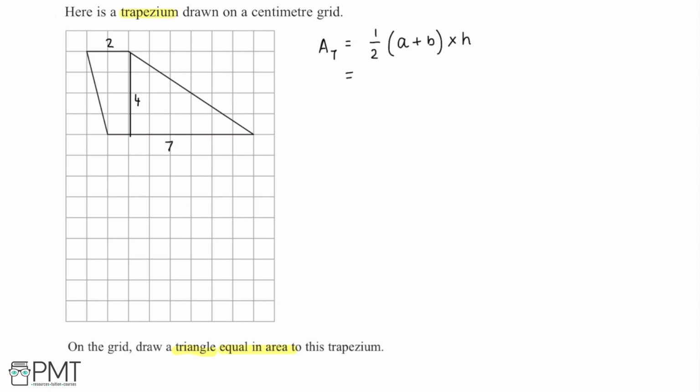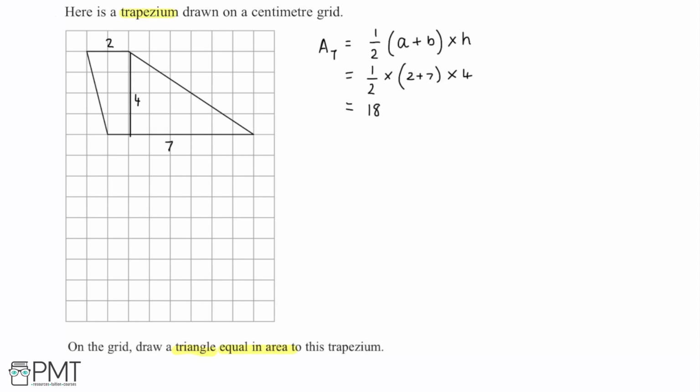So we can work out the area by subbing these into the formula. So a half multiplied by 2 plus 7 multiplied by 4. And that gives us an answer of a half multiplied by 9 multiplied by 4, which is 18. So we're going to need a triangle of area 18 centimetres squared on the grid.